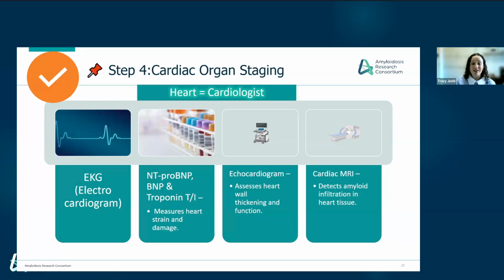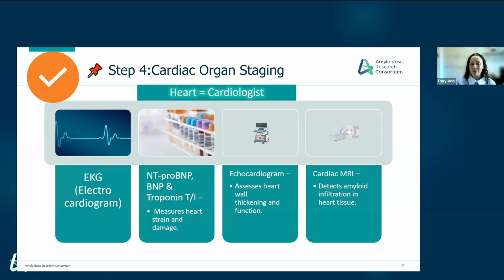AL amyloidosis commonly affects the heart, causing thickened walls, stiffness, and heart failure. To evaluate the extent of the involvement, we use an EKG, or electrocardiogram, which measures the electrical activity of the heart. It can detect any low voltage, which is a common clue for cardiac amyloidosis. It helps identify arrhythmias or irregular heartbeats that may be caused by amyloid deposits.